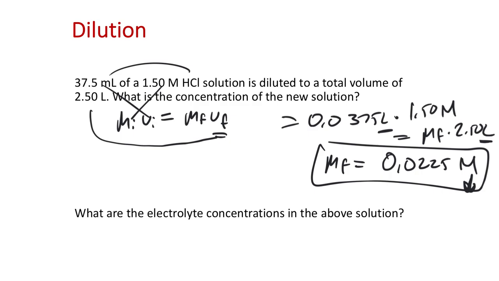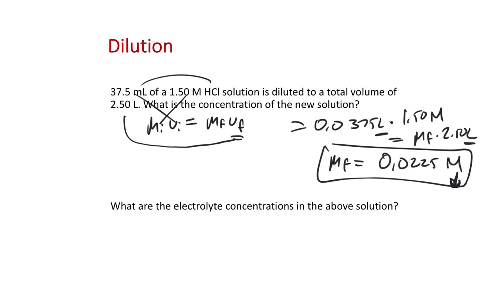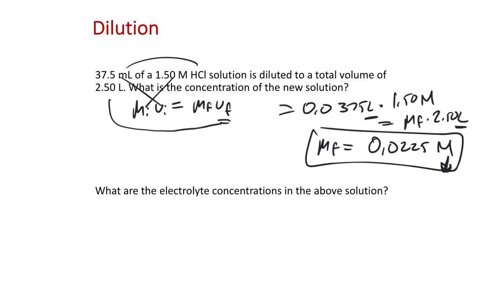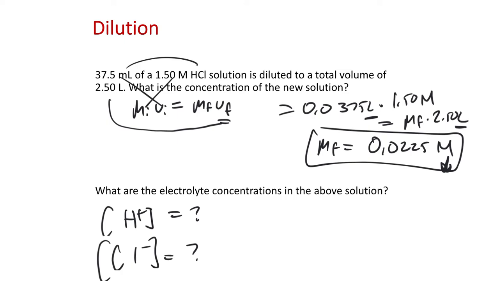Now, let's go back to the concept of electrolytes, that HCl really isn't in the solution. HCl is not really the solute particle in this HCl solution. H plus and Cl minus are the solute, the electrolytes, in the solution. So what's the H plus concentration? What's the Cl minus concentration? Well, we get 1 mole of H plus per mole of HCl, and we get 1 mole of Cl minus. So each of these ions would have a concentration of 0.225 moles per liter.